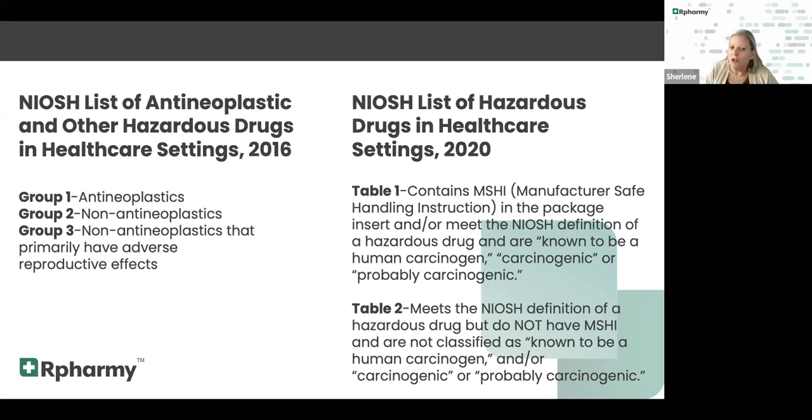Table 2 is all other. Basically, they meet the NIOSH definition of a hazardous drug, but are not drugs which have MSHI and are not classified by the NTP as known to be human carcinogen and or classified by the IARC as carcinogenic or probably carcinogenic. These drugs exhibit one or more of the types of toxicities described in the NIOSH definition of a hazardous drug. Some of these drugs present a hazard to males or females who are actively trying to conceive, women who are pregnant and may become pregnant, and women who are breastfeeding.